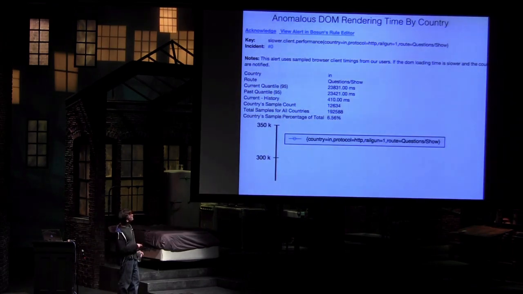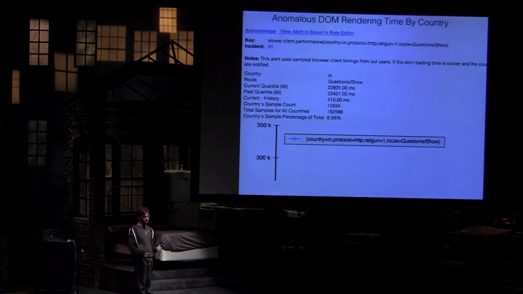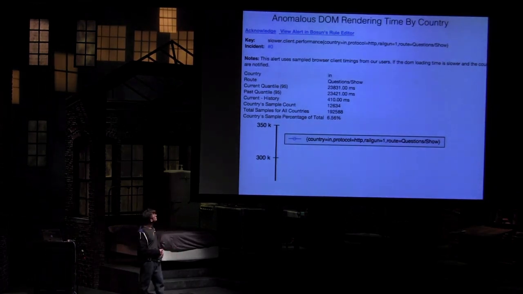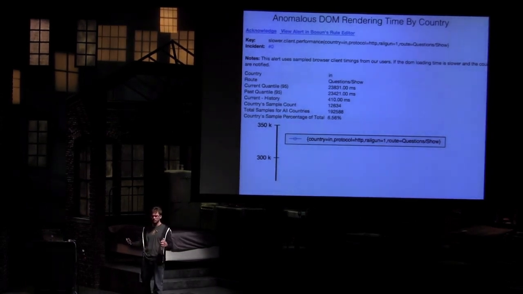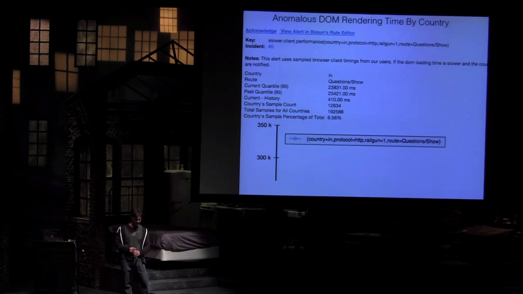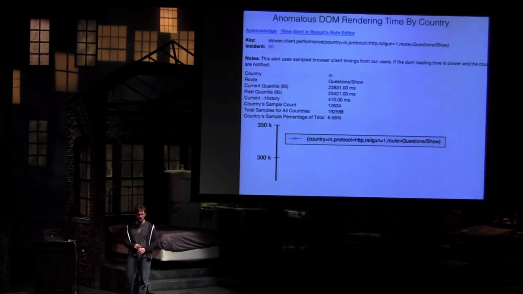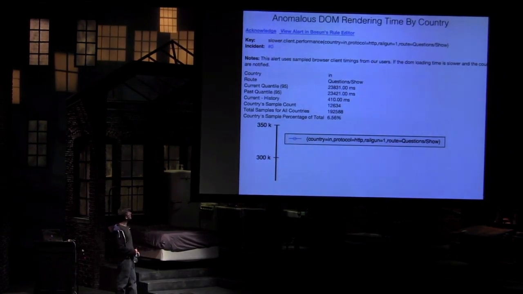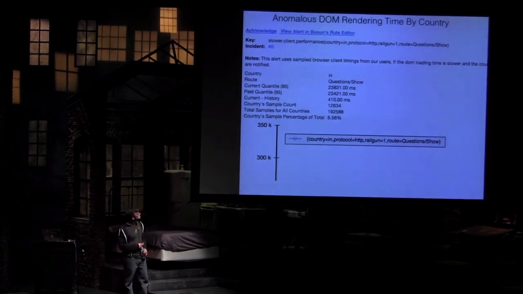So you can see these breakdowns. We know that the country was India. They were using the questions.show route. We can start to see how long it actually took on average, or sorry, 95th quantile in this case. We can see the number of samples compared to the total number of country samples we took. And this would not actually trigger an alert, 400 milliseconds difference on the scale. I didn't have a bad performance accessible to me at the time. But at least this gives you an idea of what it would look like.